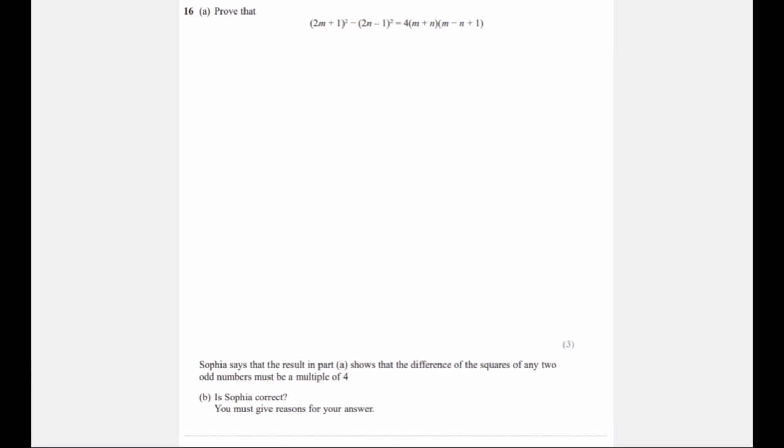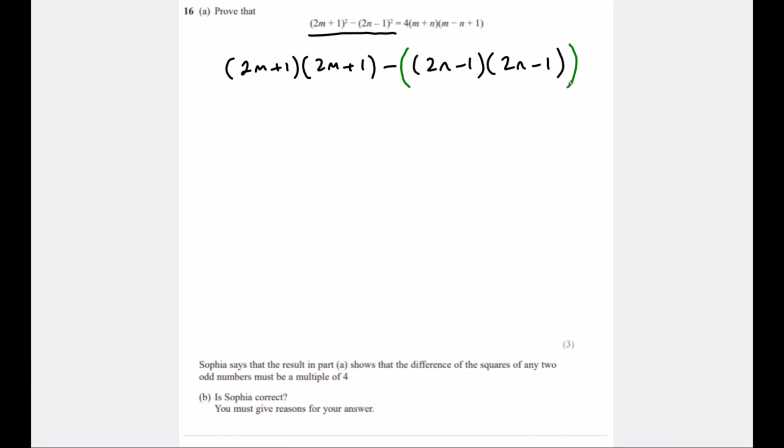Question 16. Prove that 2m plus 1 squared minus 2n minus 1 squared is equal to 4 times m plus n times m minus n plus 1. So let's just get started. We're expanding and simplifying this. So we're going to have double brackets, 2m plus 1 times 2m plus 1, take away 2n minus 1 times 2n minus 1. Now we're going to have to be careful with this takeaway, because we're going to want to take away all of this second expansion, not just the first term of it.